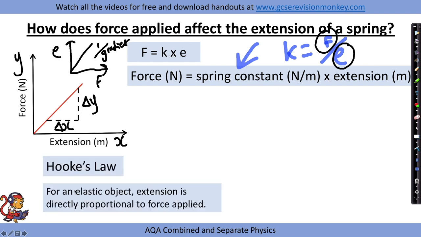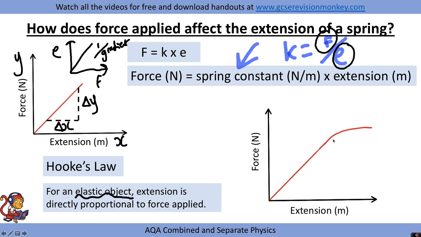Hooke's law then states that for an elastic object, extension is directly proportional to force. And what it means by an elastic object is an object that will return to its original shape after being stretched. So through all of the forces that are applied here, the spring is obeying Hooke's law because force is directly proportional to extension. However, if you keep applying more force, eventually you will reach the limit of proportionality.